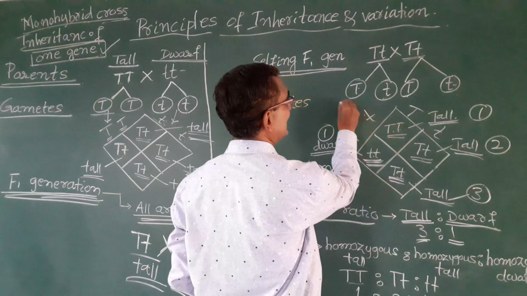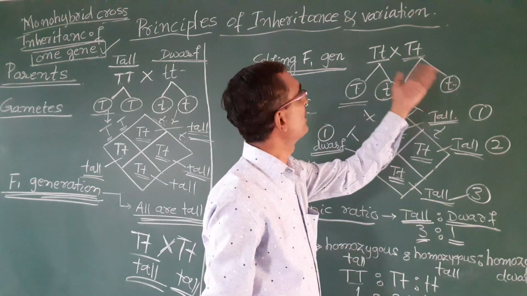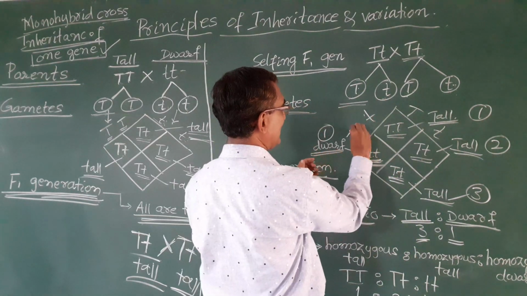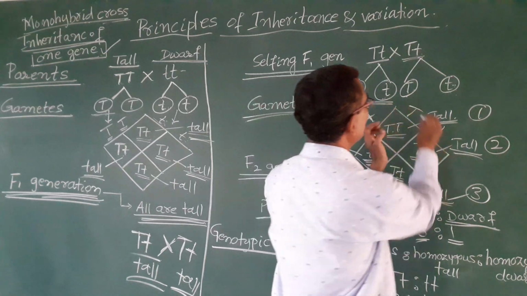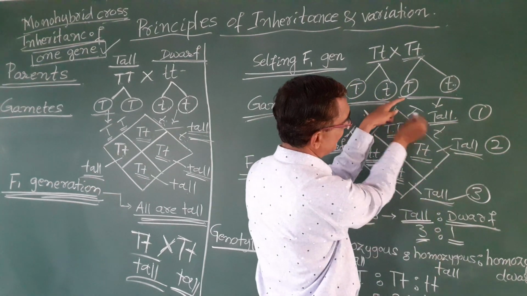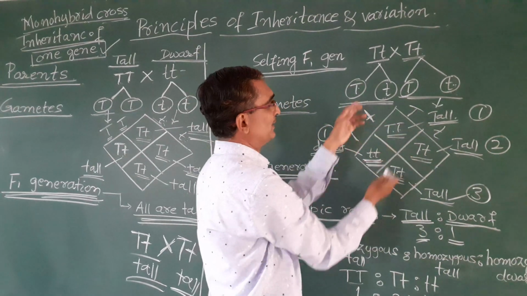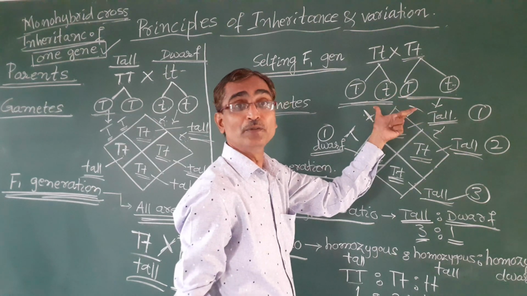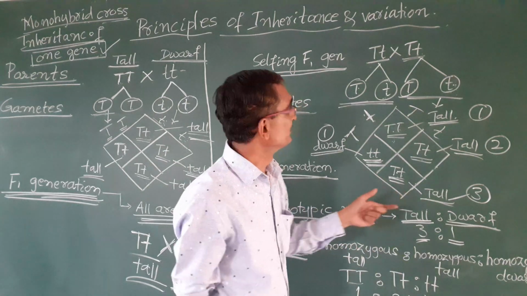Then once again these are the gametes. Four gametes are produced here by both the parents, and you see these gametes: I write here capital T, small t, these two gametes, and these two gametes, that is capital T and small t. Then these gametes fuse with each other, and they produce four offspring here.